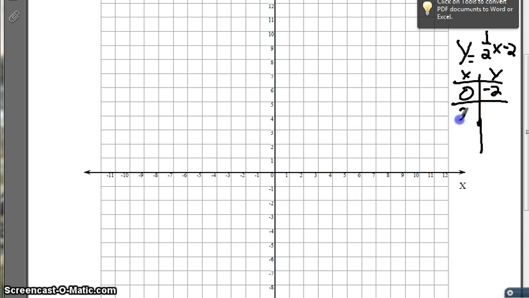If x is 2, half of 2 is 1, minus 2 is -1. If x is 4, half of 4 is 2, that gives me that y is going to be 0, because half of 4 is 2, minus 2 is 0. Now we graph them. 0, -2. 2, -1. 4, 0.